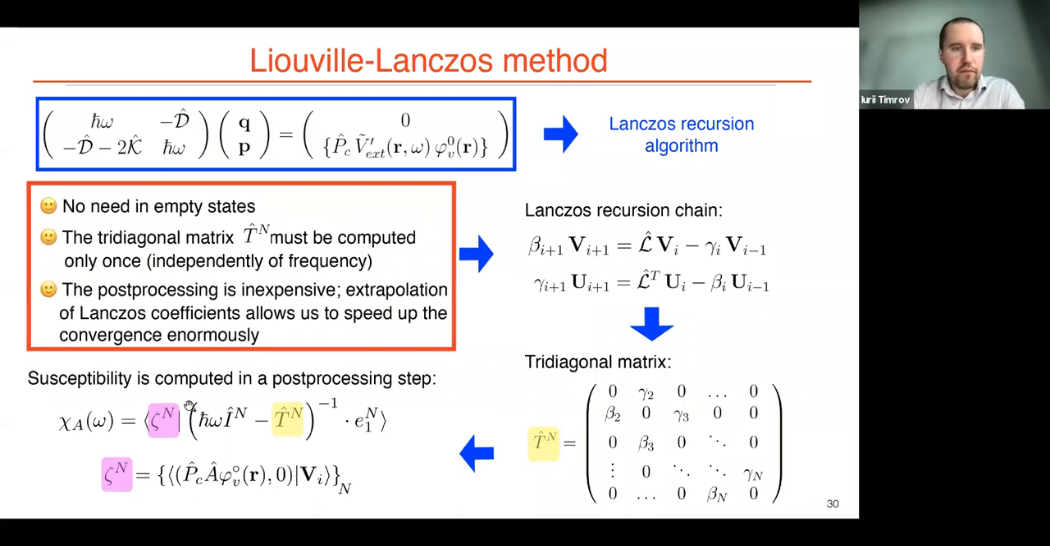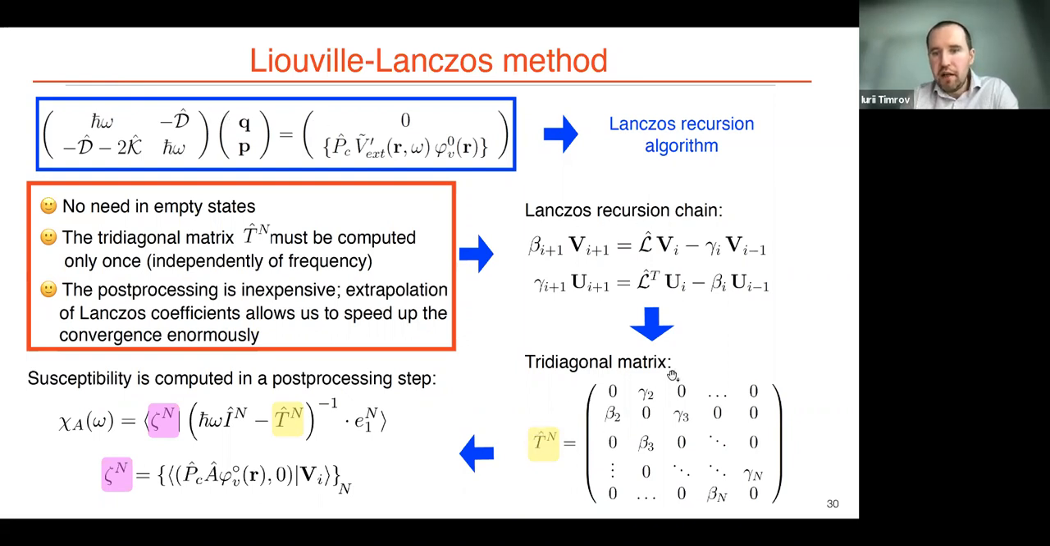Notice that we don't need empty states in this method, as I mentioned before, because we have a projector on empty states. So again, this is very powerful: no empty states. Second, this tridiagonal matrix T of n must be computed only once. It doesn't depend on the frequency. This is a second very powerful advantage of the Lanczos method: even though you see frequency in the equation on the top left, in practice it's just a parameter. We don't solve this equation multiple times for each value of frequency. So frequency is actually never used when we solve the Lanczos recursion.